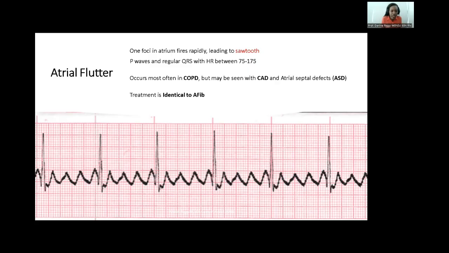The other thing you want to look for on your EKG strip is whether you have regular QRS, meaning coming at the same time. With atrial flutter, you have P waves and you have regular QRSs. Very common with your COPD, coronary artery disease, your little ones with the atrial septal defect we'll talk about. So this is treated similar to atrial fibrillation. So we'll talk about the treatment for them together in a moment.